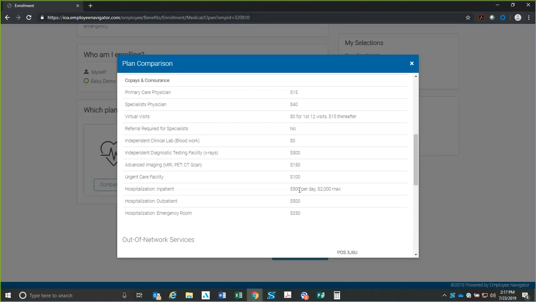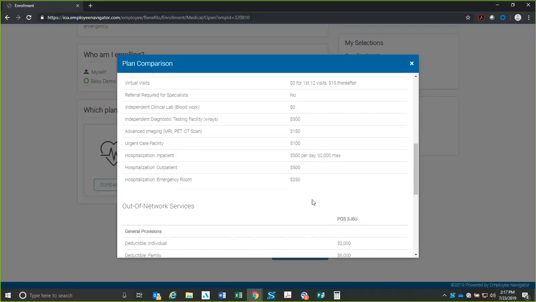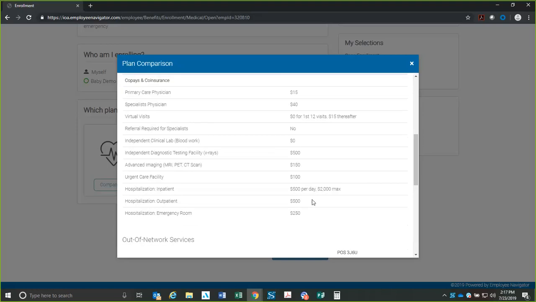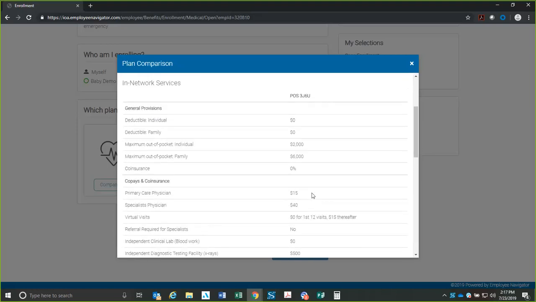It's basically $500 per day. Outpatient, you're only in there for one day, but the inpatient is going to have a $2,000 maximum on that copay. And you also have emergency room visits. So it's very hard to see anything here that says deductible or coinsurance, right? Because everything is zero. All of those copays are going to chip away at your maximum out-of-pocket.